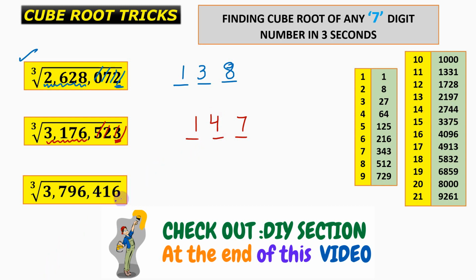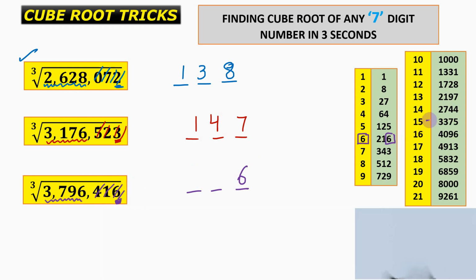For the next question, again we will repeat the same steps. Go for the unit place first, which is equal to 6. So the unit place equal to 6 implies that the unit place of the cube root is also equal to 6. We will put a 6 over here, discard these 3 last digits, and we get 3796, which lies between the cube of 15 and the cube of 16. So we will pick the smaller number, that is 15, and hence our answer will be 156.